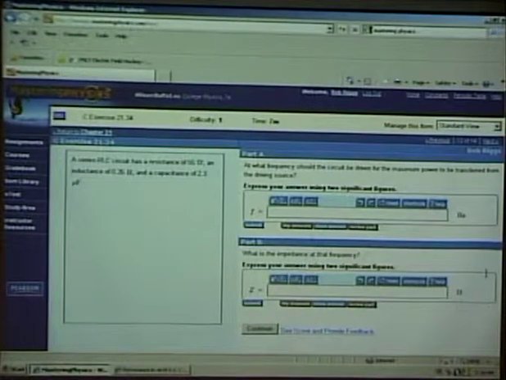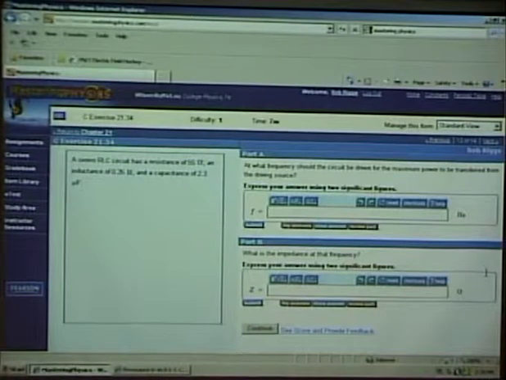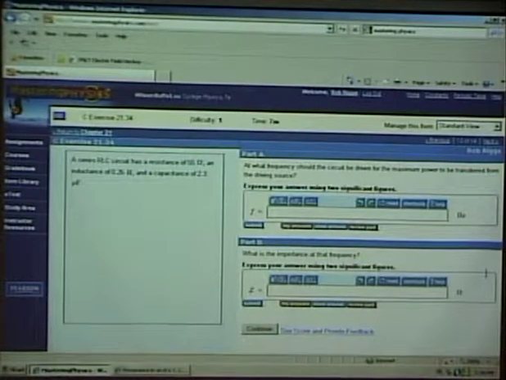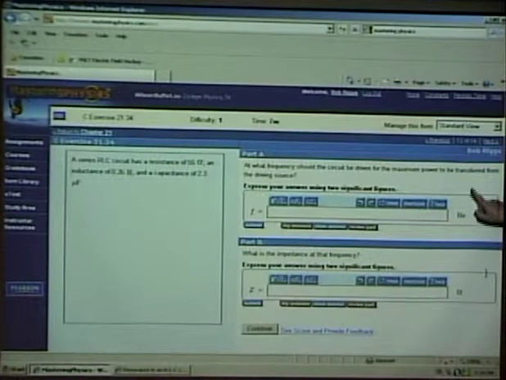Okay. Maximum power is going to occur at the resonant frequency. Why is that? Because that is where your XL minus your XC, your inductive reactance and your capacitive reactance, cancel each other out. So that's what they want you to find. They want you to find the resonant frequency.